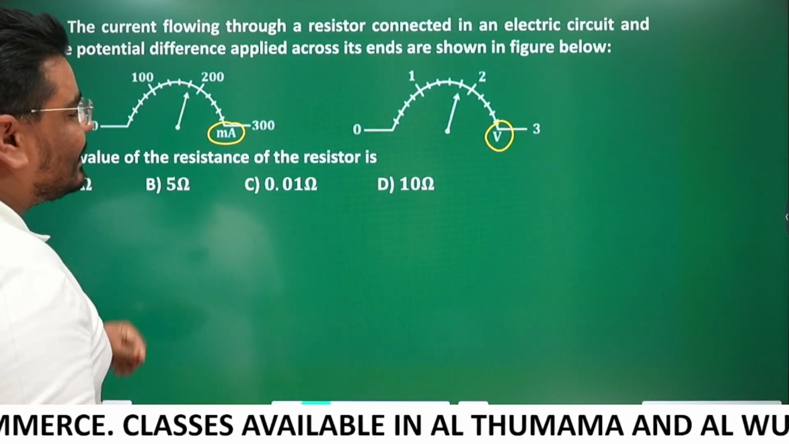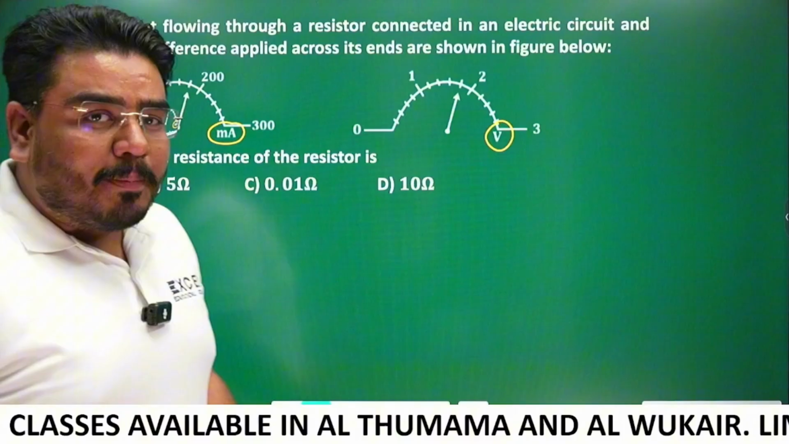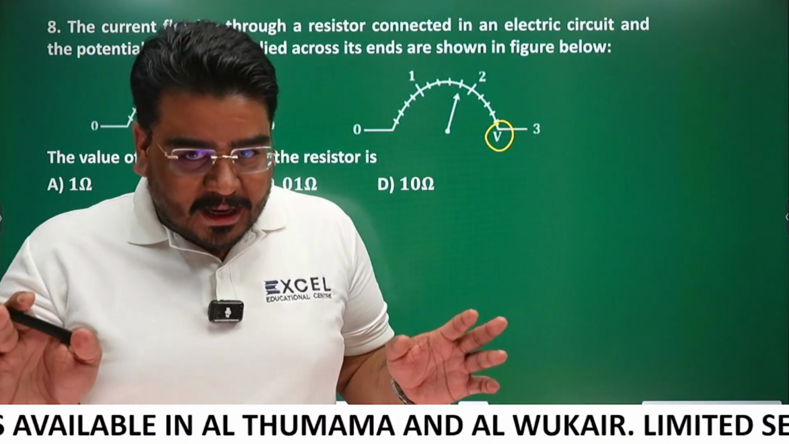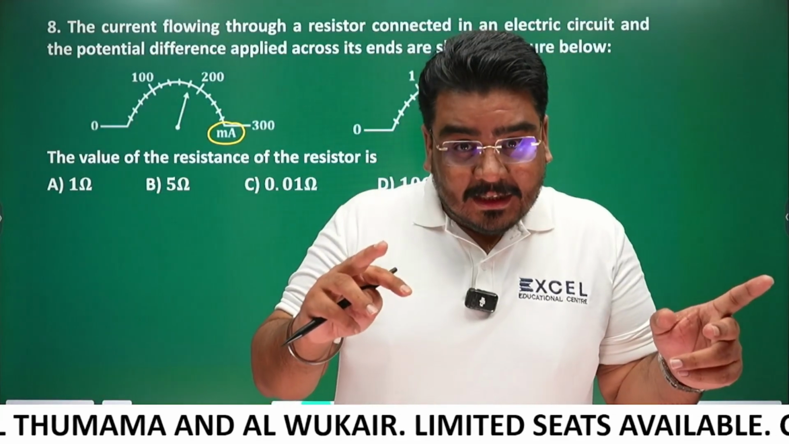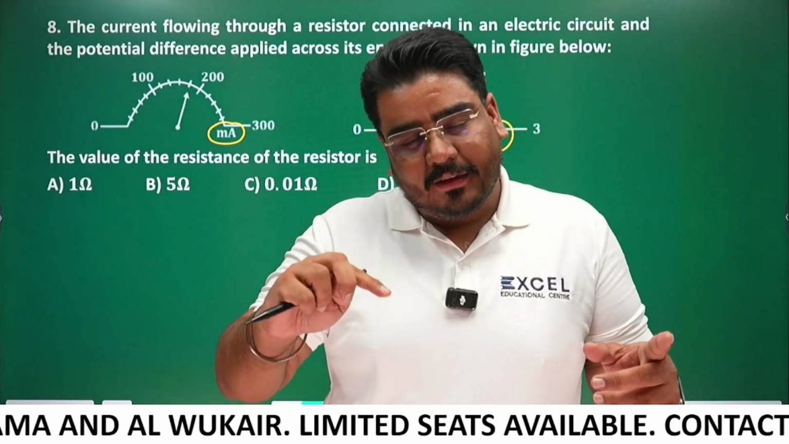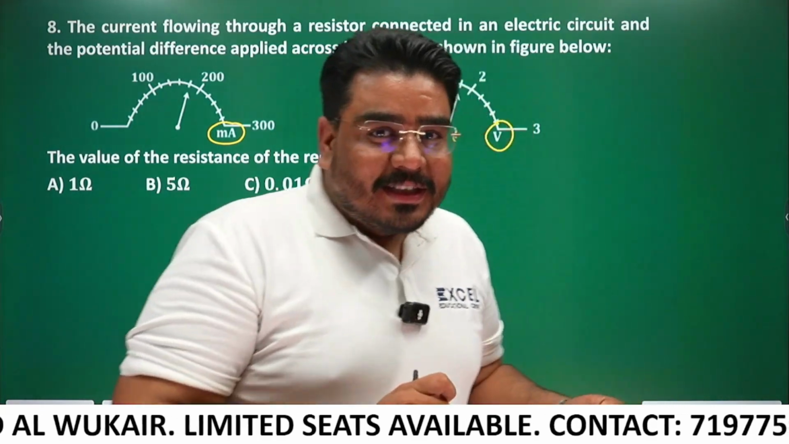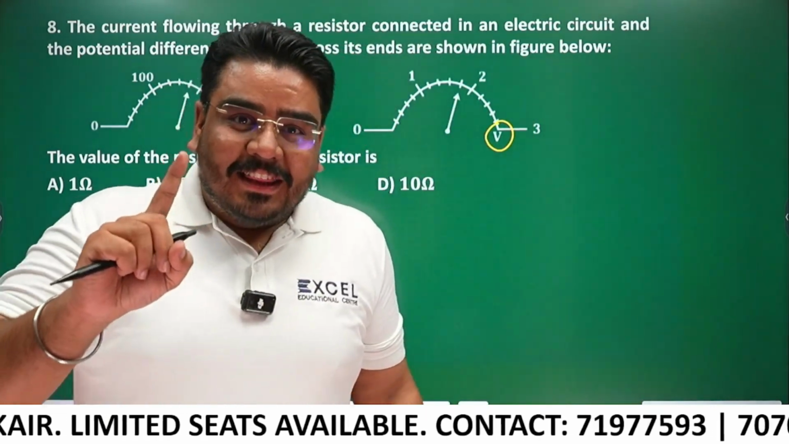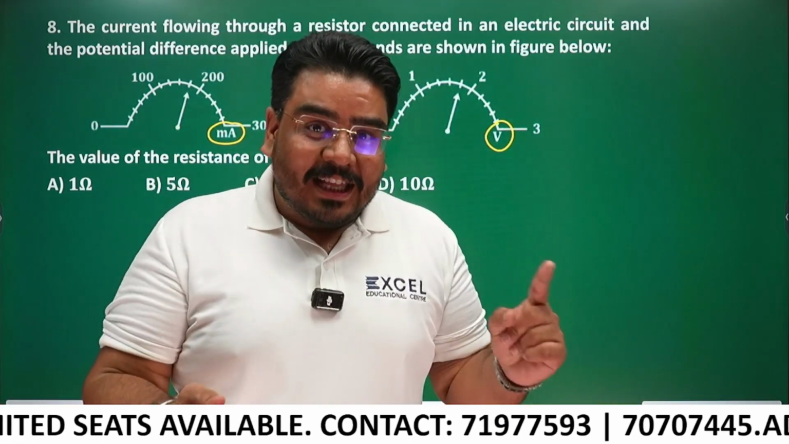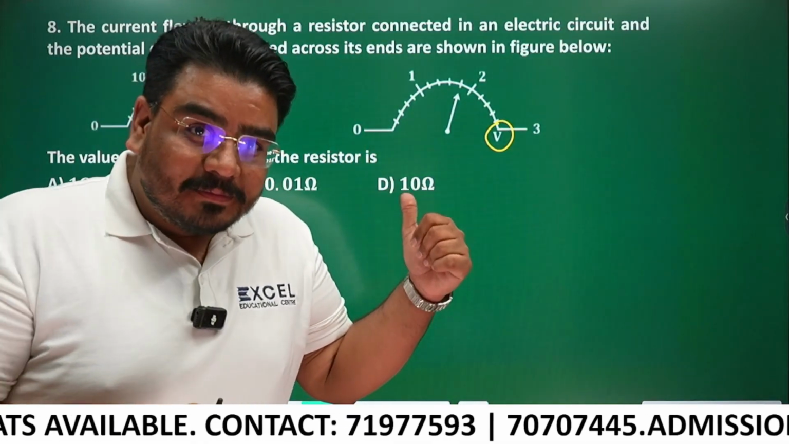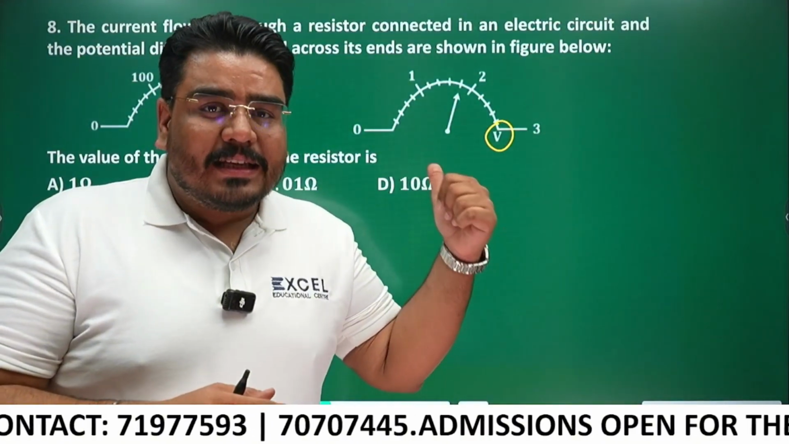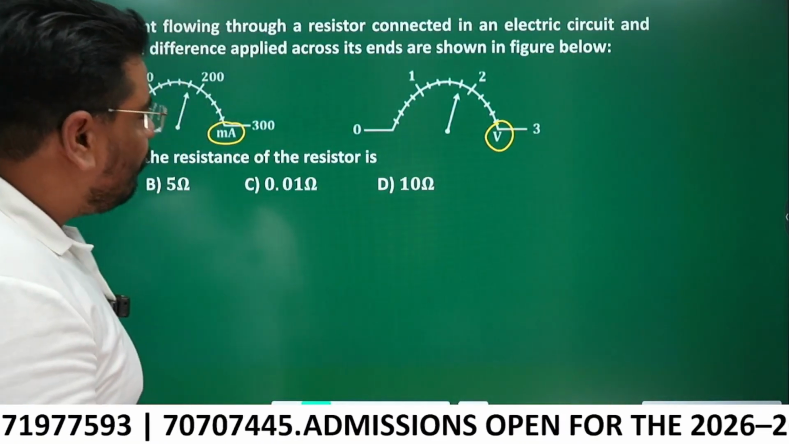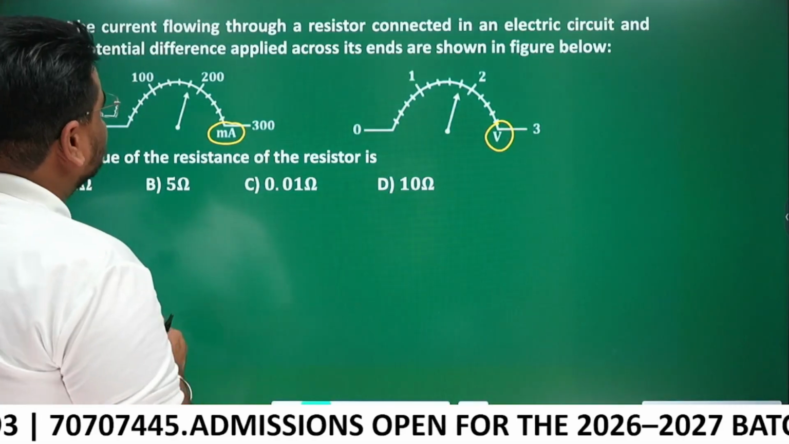The value of the resistance of the resistor is. So, my dear students, I think every one of us by now knows Ohm's law. V is equal to IR. R is equal to V by I. But they have not given me directly the current and the voltage. Rather, they have given me these meters. Can we identify how much current these readings are showing? Everyone, follow up. First question first.